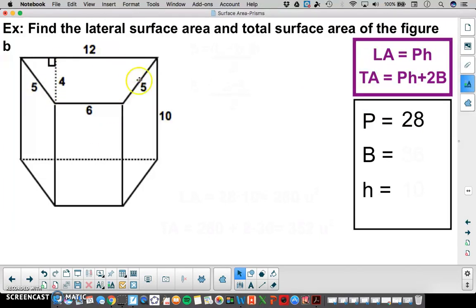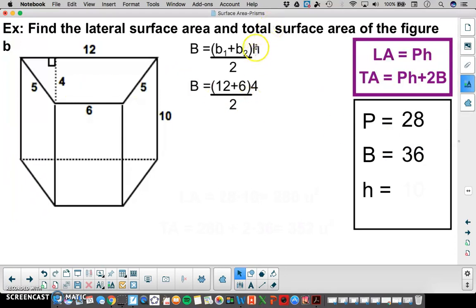To find the area of that base, I have to find the area of the trapezoid. So the area of the trapezoid is base 1 plus base 2 times the height divided by 2. The two bases of the trapezoid are 12 and 6. The height was given to us of 4. So 12 plus 6 is 18. Divided by 2 is 9. 9 times 4 is 36.